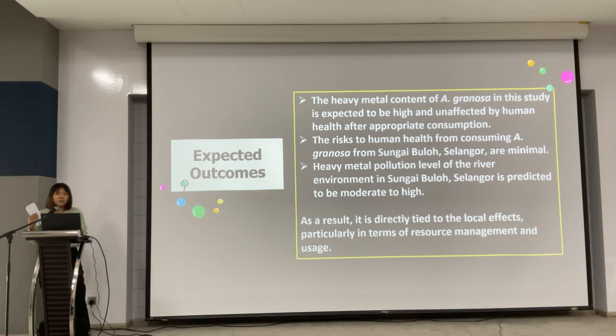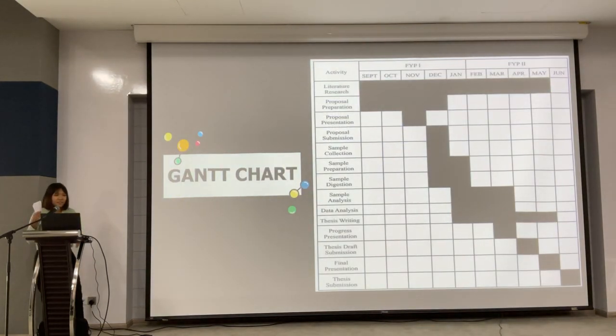Expected outcome. The level of heavy metals in Anadara granosa is predicted to be high but unaffected to our health. And the risk to human health is minimal. And also the pollution status level is predicted to be moderate to high due to the high concentration of heavy metals in the Anadara granosa. As a result, it is directly tied to the local effects, such as the buildings of factories, industrial buildings, and so on. This is my Gantt chart.